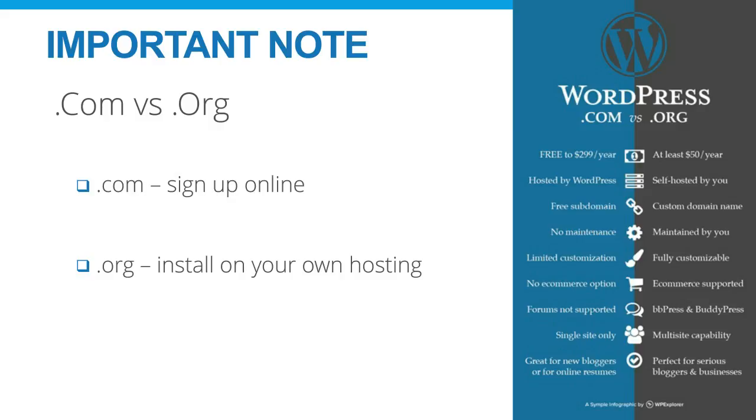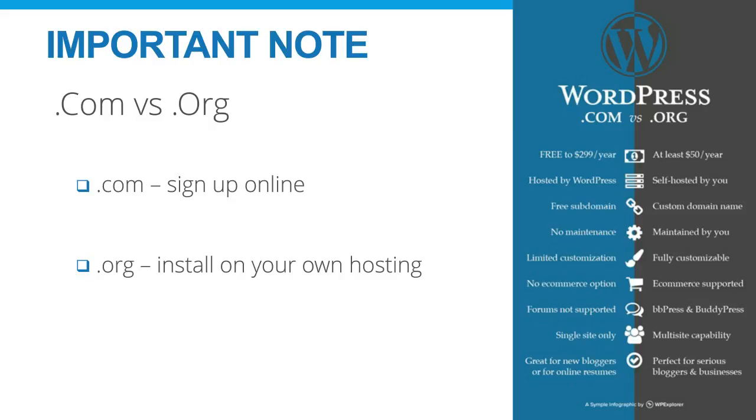and WordPress.org. Okay, so WordPress.com is where you go, you sign up online, and they give you a free website right there. You can then pay for add-ons where you can add your own domain, you can add different things, you can do all that sort of stuff. What we're going to be talking about today is WordPress.org. You go to WordPress.org to learn more about that, but that is where you install WordPress on your own hosting.